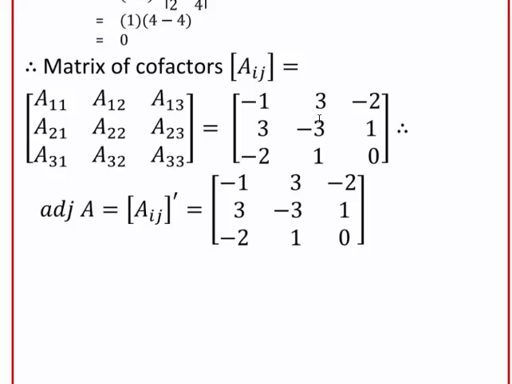We can go through the calculation also. You can pause the video at any time and check the calculation. And how can we find the adjoint? By just taking the transpose of the cofactor matrix. What is the transpose? The rows we write as columns. The first row is minus 1, 3, minus 2. It will become the column minus 1, 3, minus 2. The second row is 3, minus 3, 1. It will become the column 3, minus 3, 1, like that. In this way we can find the adjoint.